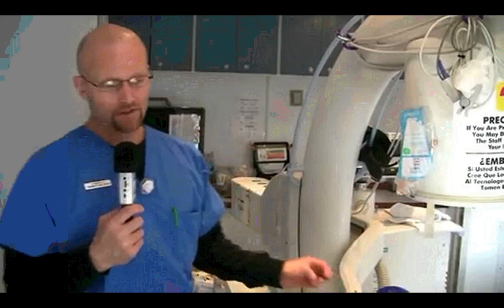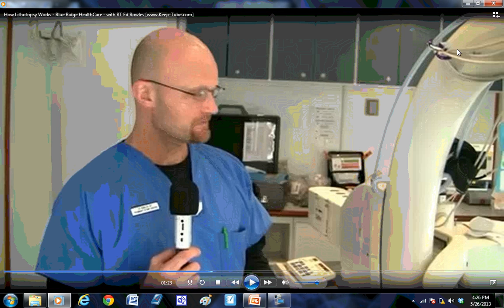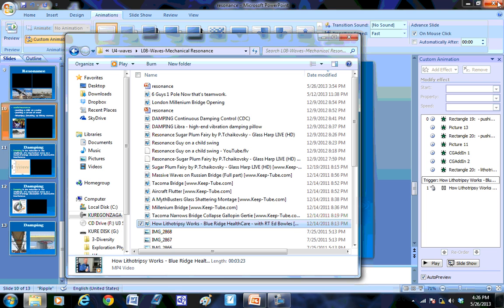Patients are given mild sedation while they're out here. It's not heavy sedation, so there's much less risk involved than what would be going on in the operating room. So it's much more patient-friendly and user-friendly than the old ways of getting kidney stones out. So again, an interesting example of how we can have resonance occurring, and we want it to occur to help treat certain conditions.